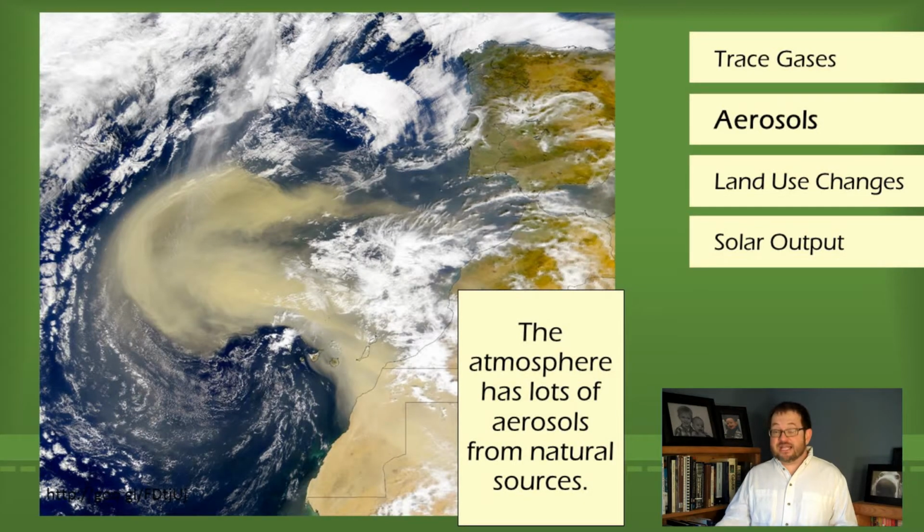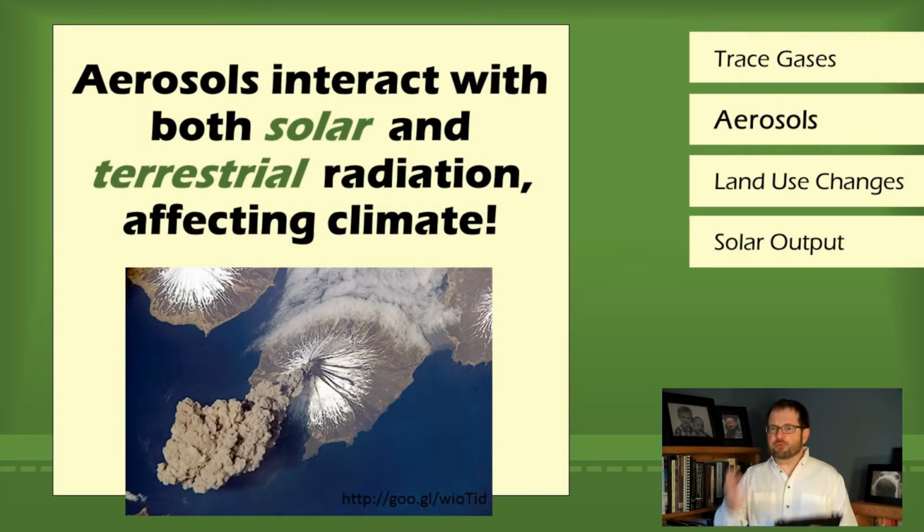Now, the atmosphere has lots of natural sources of aerosols, like dust blowing off the Sahara, or pollen, or sea salt. When waves break, they splash water. Then when the water evaporates, it leaves salt behind in the atmosphere. There's lots of natural sources of aerosols in the atmosphere. And aerosols are surprisingly important.